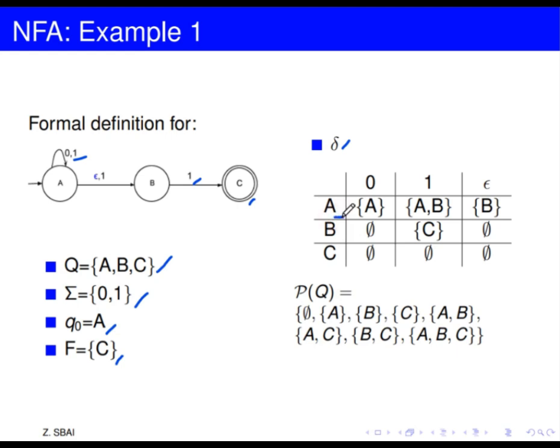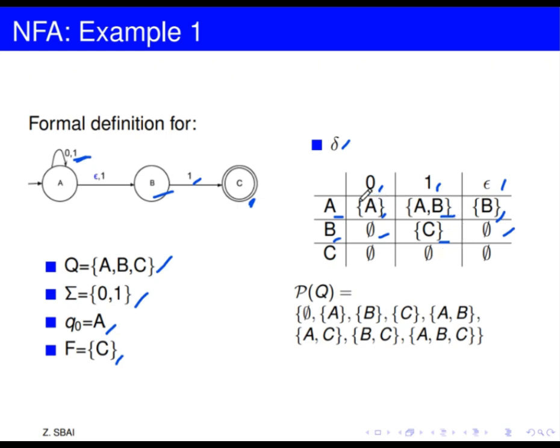It states that from the state A, if we read 0, we'll stay at the same state A. So we'll write here the set containing only the state A. If we read 1 from the state A, as we see here, it's either A or B. So we have written here the set containing A and B. If we read an epsilon, that means if we read nothing, no symbol is read, we may go to the state B. Then from B, we have no arc going from B with 0. So we write here empty set. With 1, the next state will be C. And with epsilon, there is no arc, so it's empty set. From the state C, we don't have any arc going out of this state with any of these symbols, so it's empty set in all the columns.